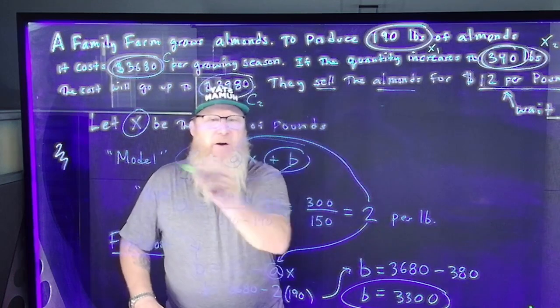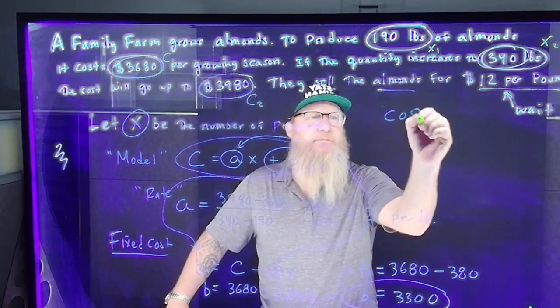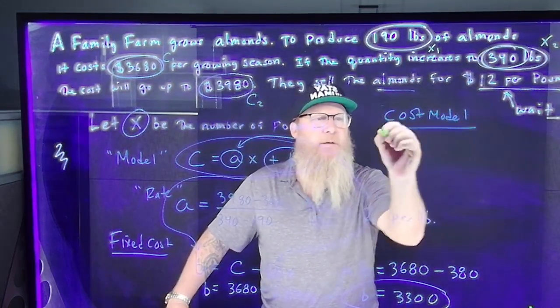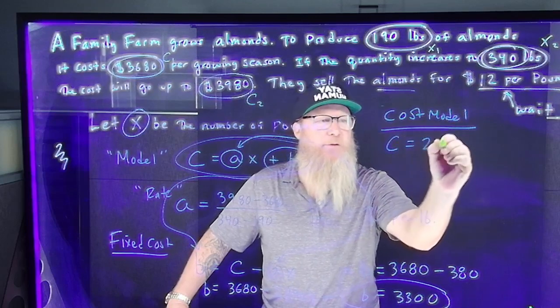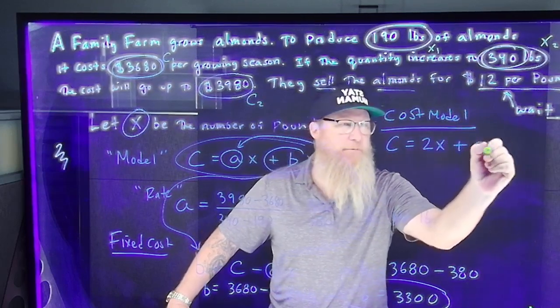All right, so now we've got our cost model: C equals $2 per pound plus the overhead of $3,300.